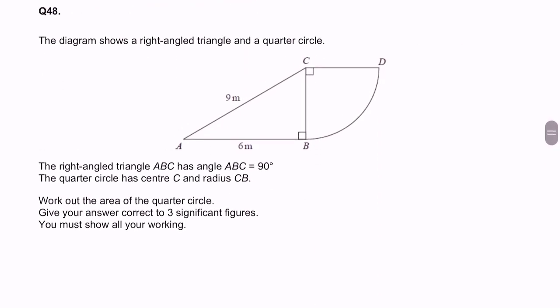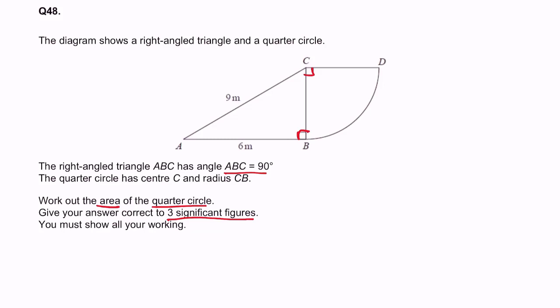Question 48. The diagram shows a right angle triangle and a quarter circle. The right angle triangle ABC has an angle ABC of 90 degrees, and then the quarter of the circle, center C, and the radius CB. Work out the area of the quarter circle, give your answer correct to 3 significant figures. You must show all your working. Work out the area of the quarter circle only, not the whole thing. Okay, give your answer to 3 significant figures. Always good to underline the important information which you actually need.